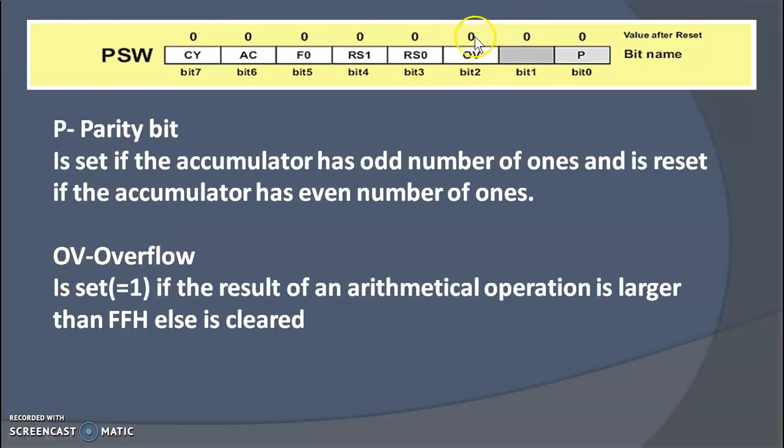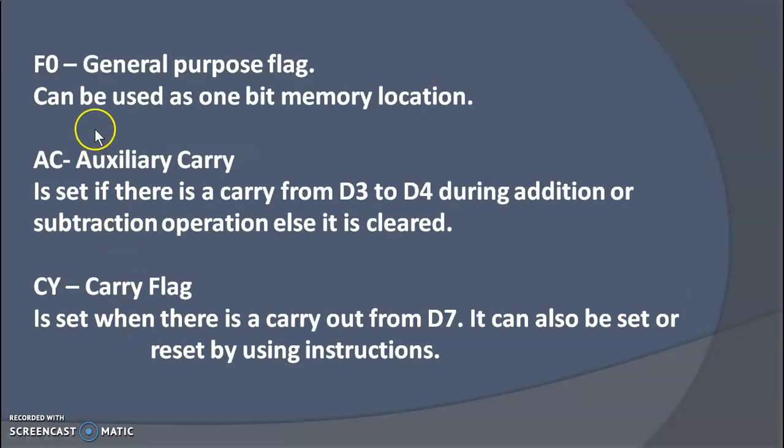The next bit is overflow flag. This overflow bit is set to 1 if the result of any arithmetic operation is larger than the value FF. Then the next bit we have in PSW register is F0, which is a general purpose flag and can be used as a memory location, 1-bit memory location.